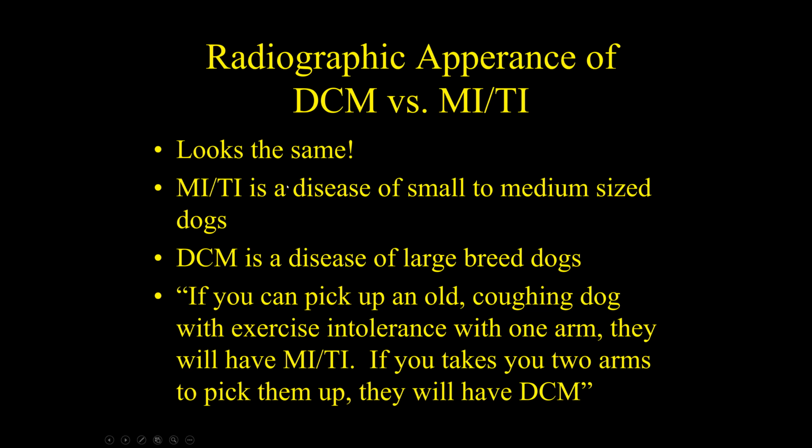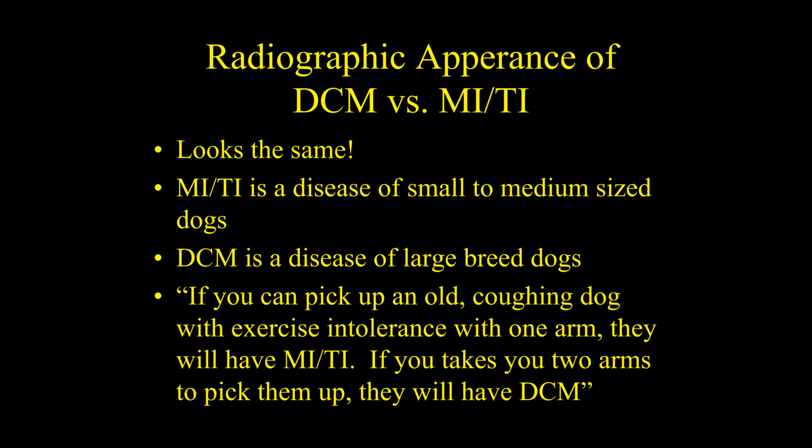So when you get out clinically and you're Joe Blow vet in your clinic, and you have an older dog that comes in and he's coughing and he has shortness of breath and exercise intolerance and he's got a murmur and his lungs sound kind of wet and crackly. Basically, if it takes you one arm to pick that dog up and put him on your exam table to listen to him, he's going to have mitral insufficiency from valvular endocardiosis. If it takes two arms, because he's a big dog, to pick him up and put him on the table, he's probably going to have dilated cardiomyopathy. That's another way that you can kind of tell the difference.